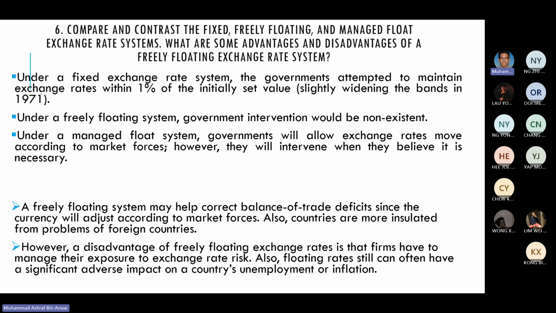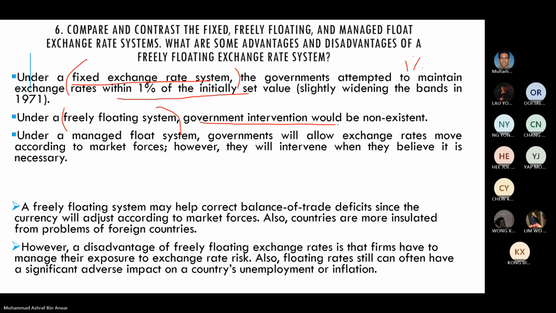Under the fixed exchange rate system, the government attempts to maintain the exchange rate within 1% of the initial set rate. Under the free floating system, because it's free floating, there's no government intervention. Is it clear?